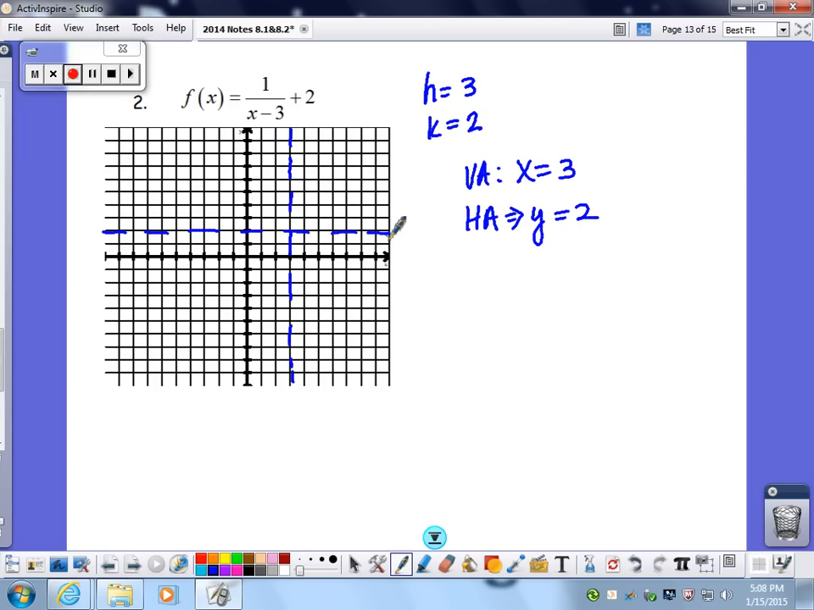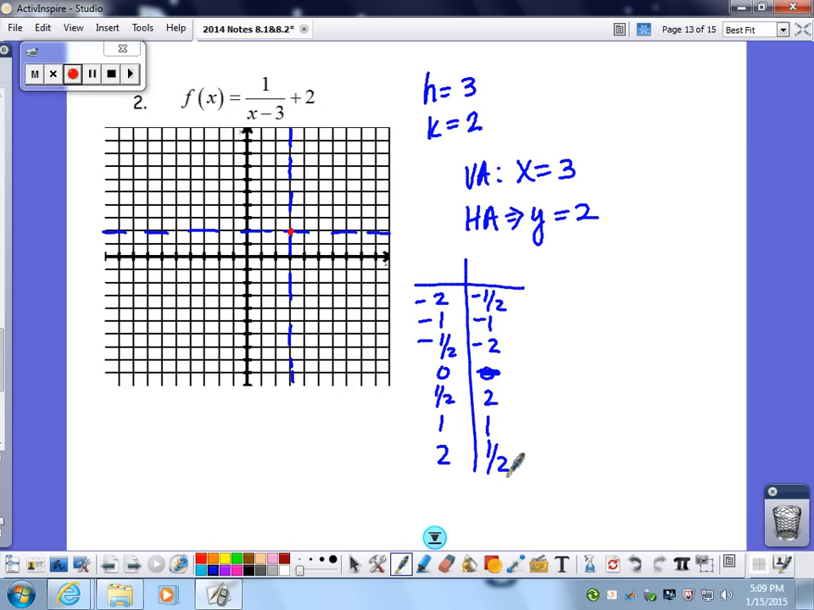Our a is 1, so that's not going to stretch it any. Now we're going to start counting. This is going to be my counting point now. I'm going to start counting from this value. I'm still going to use those parent points, but I've moved my origin. It's not really a vertex, it's a point I'm going to count from. So I'm back to those same counting points: negative 2, negative 1, negative 1/2, 0, 1/2, 1, and 2. So I've got negative 1/2, negative 1, negative 2, nothing, 2, 1, and 1/2.